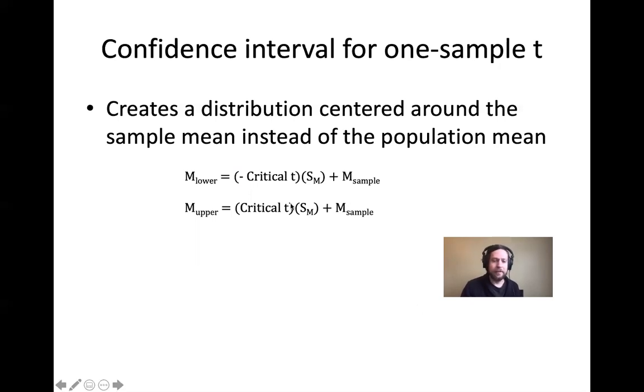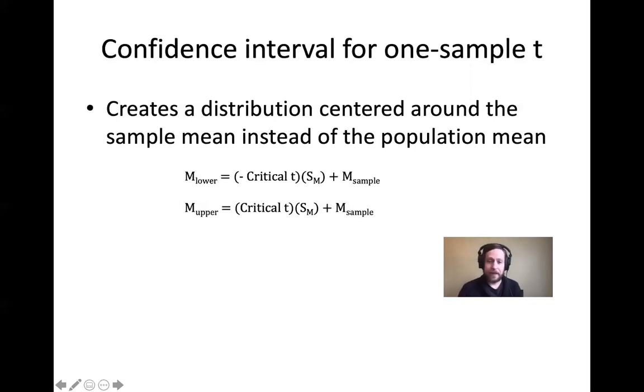So let's investigate those differences. Just like the Z statistic, you have these two things you have to calculate, the lower bound and the upper bound. The lower bound tells you the critical region on the left side of the distribution, and the upper bound tells you the critical region on the right side of the tail.